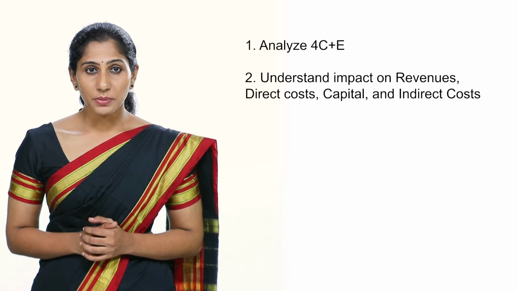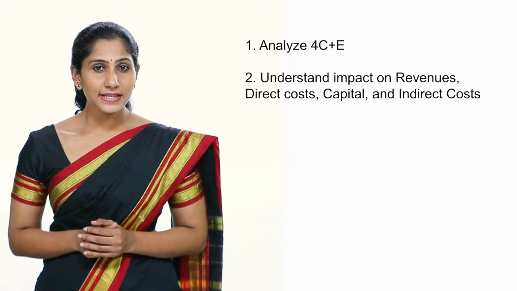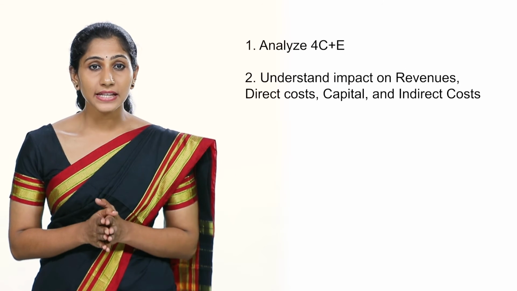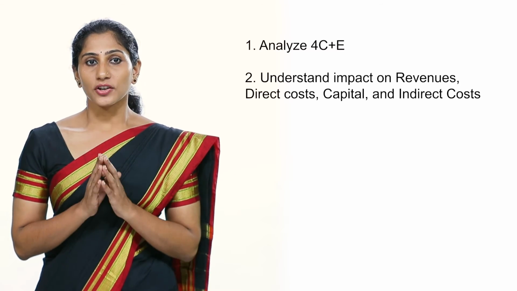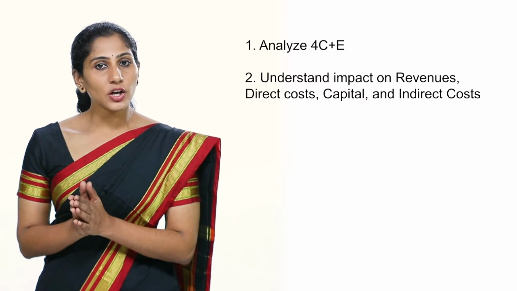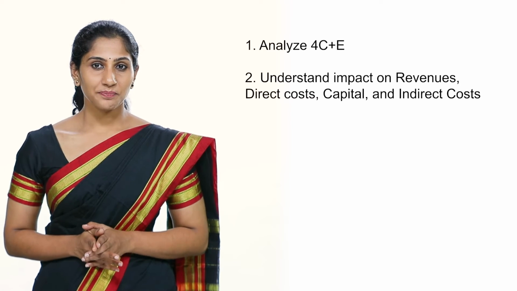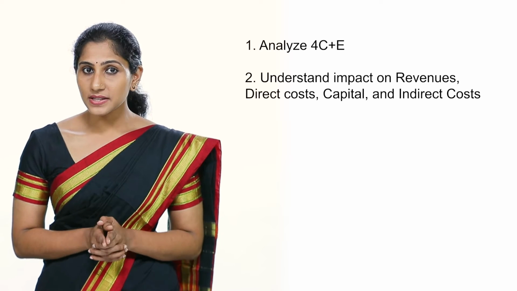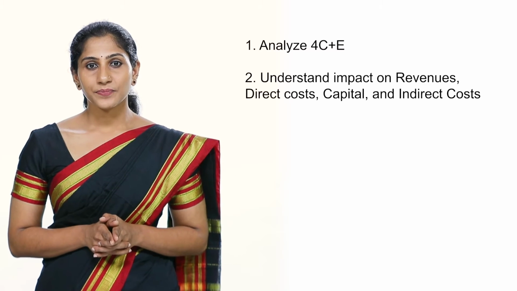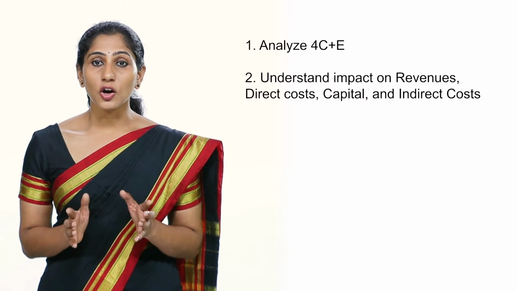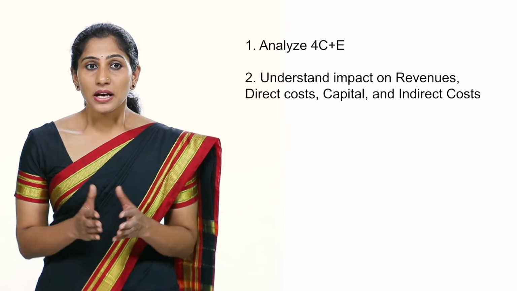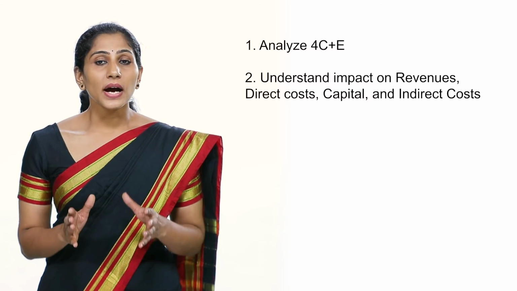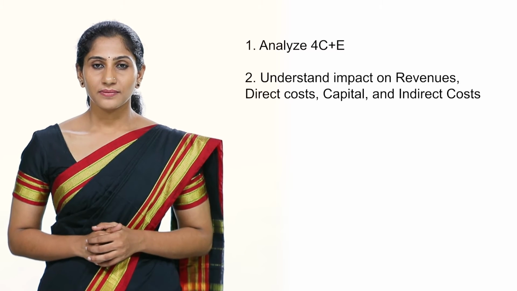During the second step, the entrepreneur analyzes the impact of the changes identified during the 4C+E analysis on revenues, costs and required capital in the business. The changes are often to the capabilities of the business among other things. This step requires the entrepreneur to estimate additional costs and the additional capital required to achieve the targeted revenue.